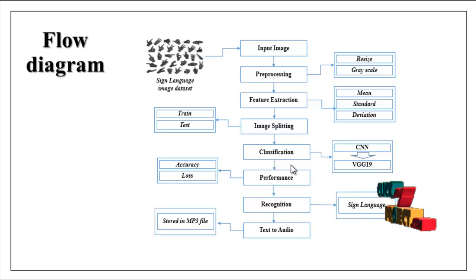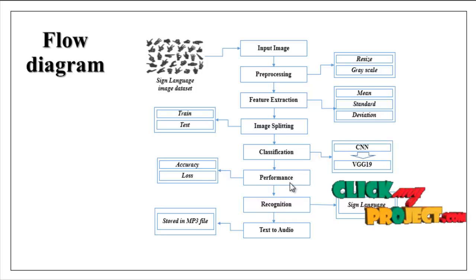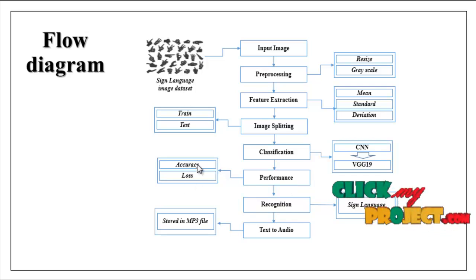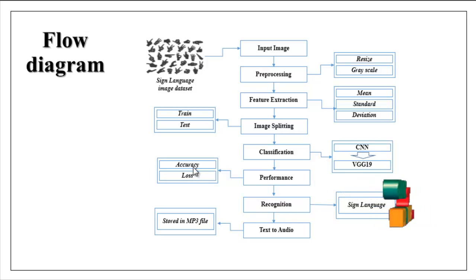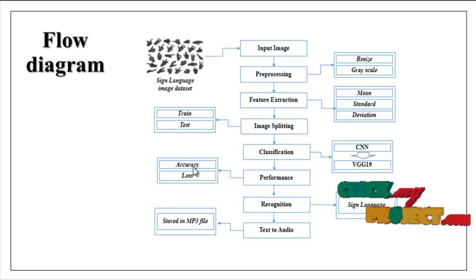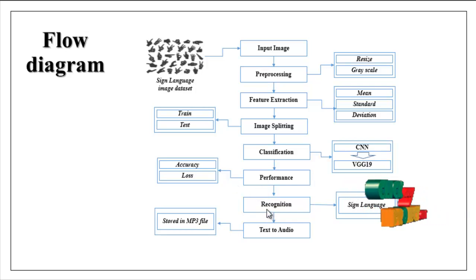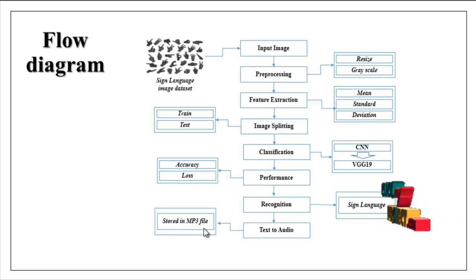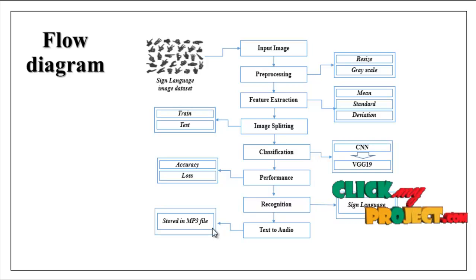Then the classified images are carried to performance estimation. Here we estimate the performance such as accuracy and loss. Accuracy must be high and loss must be low. Accuracy, in a sense, is the overall prediction in terms of percentage. Then recognition, so this is the final step. Here we recognize the input sign language. Then text to audio: the recognized text is converted to audio output and the audio is stored in an mp3 file. This is the flow of our project.